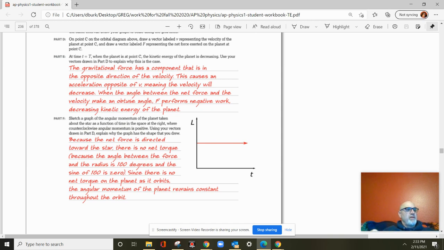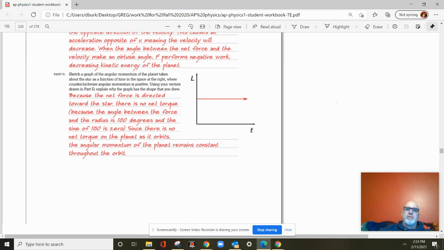And there's nothing in this cup. That's a bummer. Sketch a graph of the angular momentum of the planet. It's just going to be constant because there's no external force acting on the planet-star system. There's no net torque, so the angular momentum will stay the same.